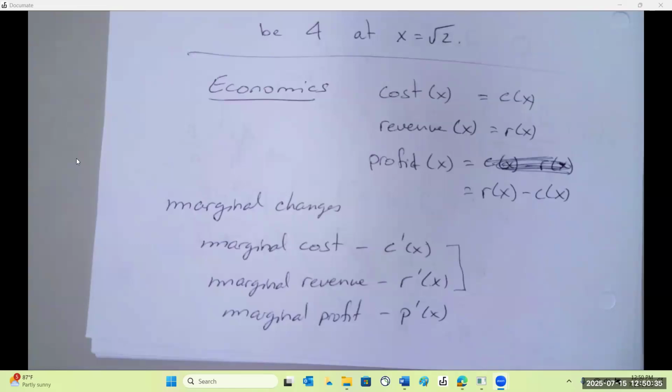Let's look at an example here. They say the best case scenario is when your cost and revenue are equal, your profit is zero, but you're not losing money. So that's your target. It's shooting at your target area.